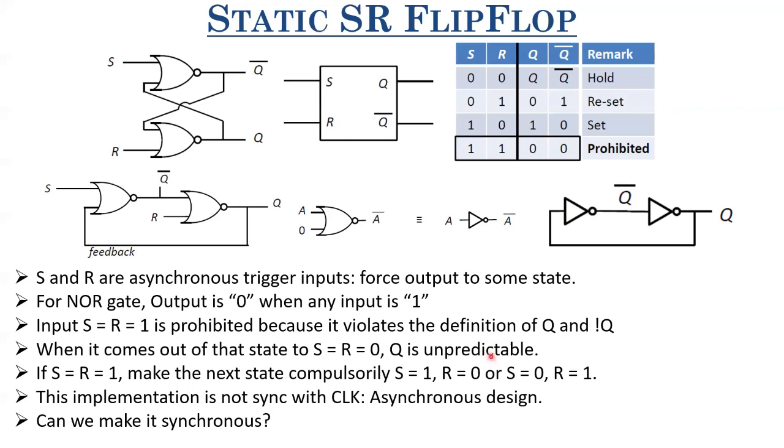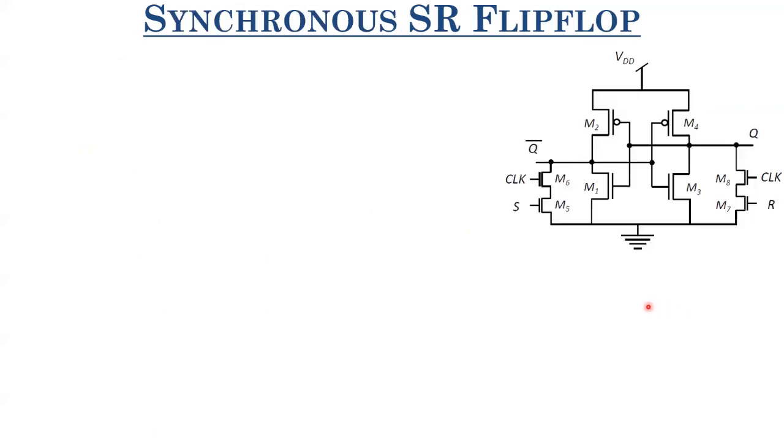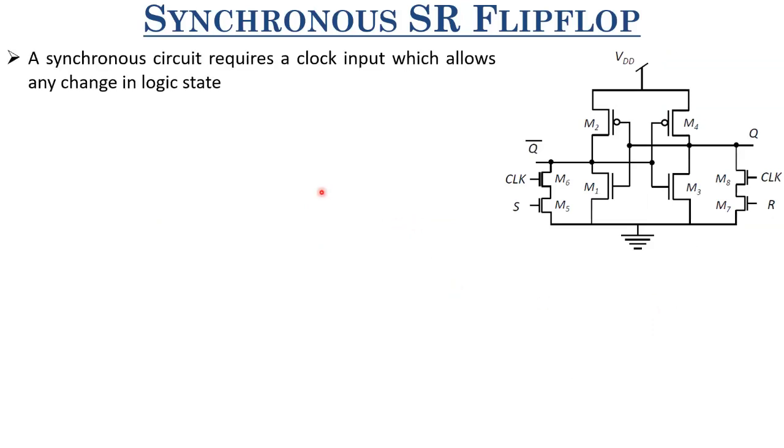Also, digressing from this, this is not at all synchronized with a clock, right? You don't see any clock signal over here. It's an asynchronous SR input. But most of the modern circuits are synchronous circuits, right? So let us look at how we can make this static SR flip-flop synchronous. In synchronous circuits, we have a clock input and the output transitions in synchronization with this clock input. It depends on the other inputs as well, but it also depends on the clock input.